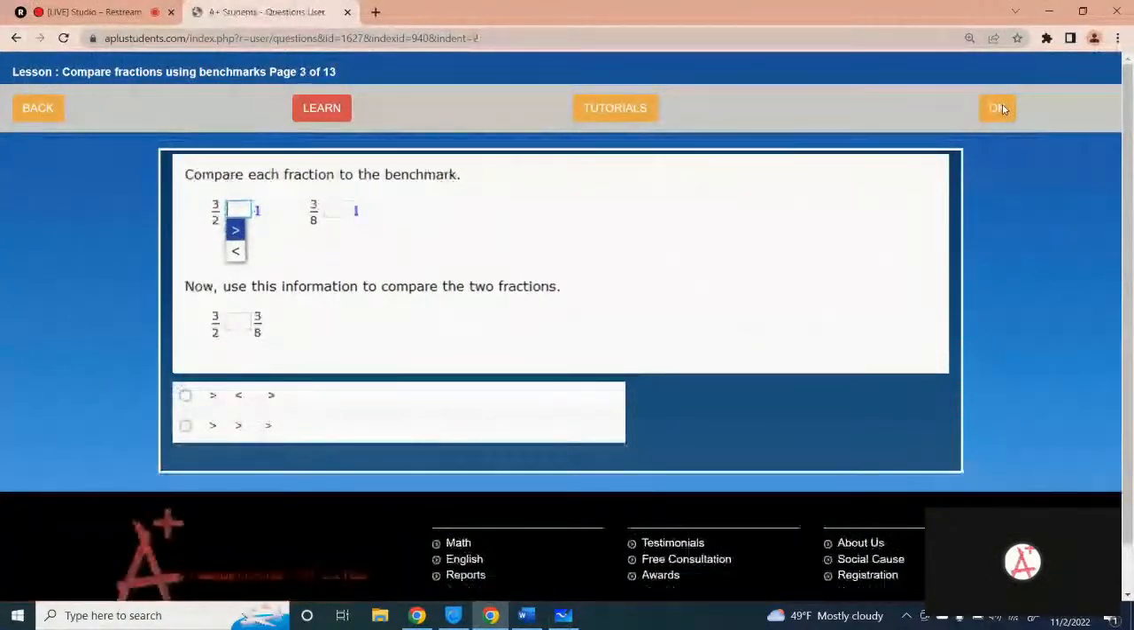Okay, the next one is 3 by 2 to 1, 3 by 8 to 1, and 3 by 2 and 3 by 8. Got it? So 3 by 2 is greater than 1 but 3 by 8 is less than 1. So then 3 by 2 is greater than 3 over 8. So it would be greater, less, or greater.